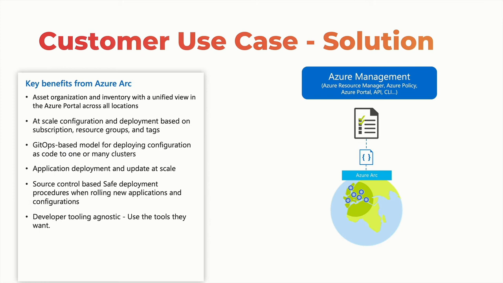So the benefit customers have when they adopt Azure Arc for managing Kubernetes clusters, very similar to VMs, is the ability to onboard and manage multiple clusters irrespective of where they are running, and then use a continuous deployment technique called GitOps, which is going to ensure that every cluster is running the same application with the desired state of configuration. And you can do that at scale.